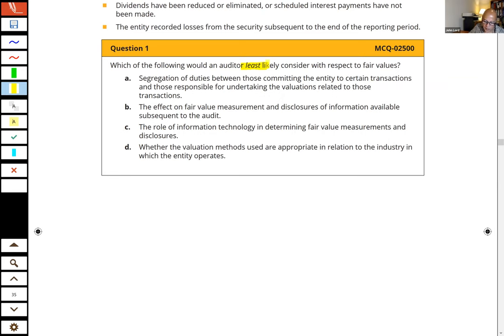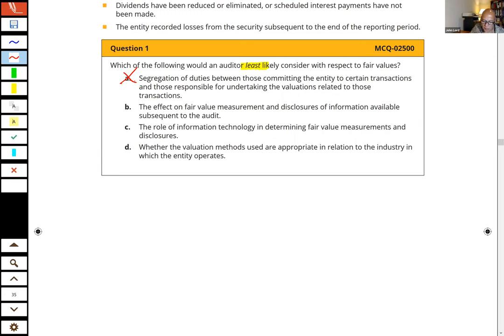A is looking for segregation of duty between those committing the entity to certain transactions and those responsible for undertaking the valuations. Yeah, we want that to be separated. We don't want the person whose whole job is to give us good investments to also say, oh yeah, this is the fair value. They're going to be tempted to inflate that, right? So it looks like they're getting these great investments, okay?